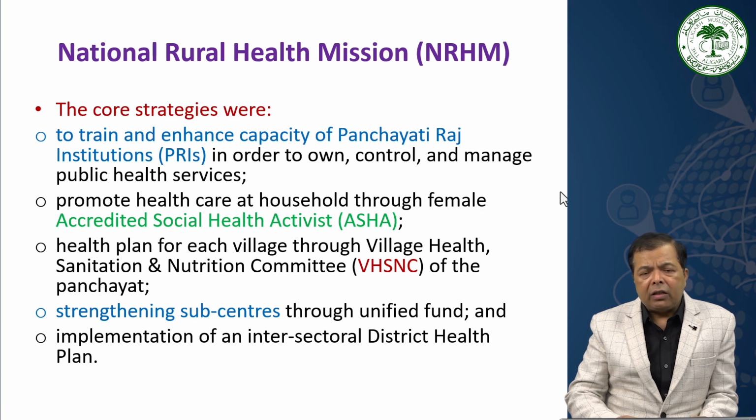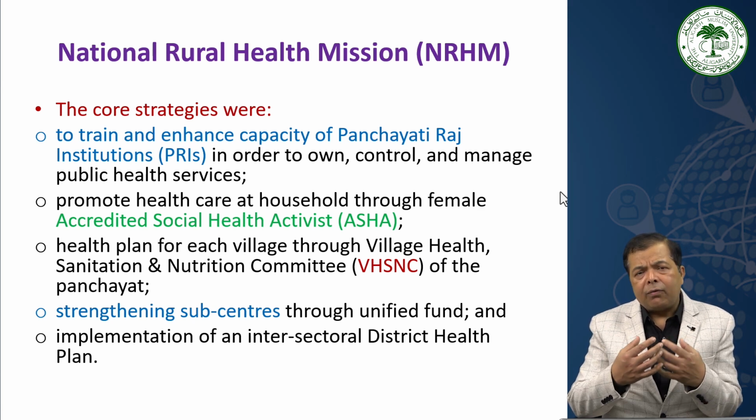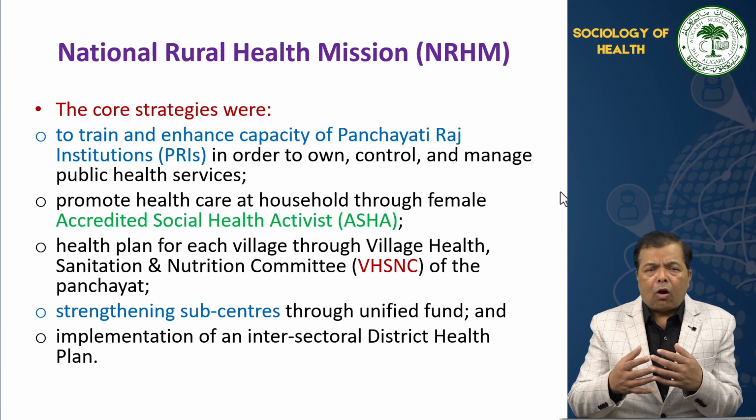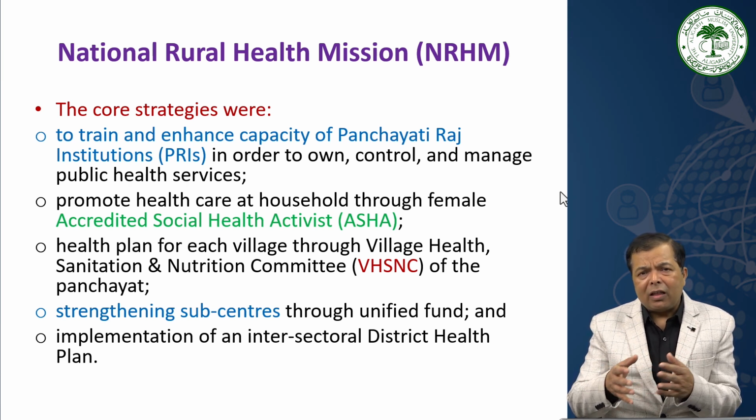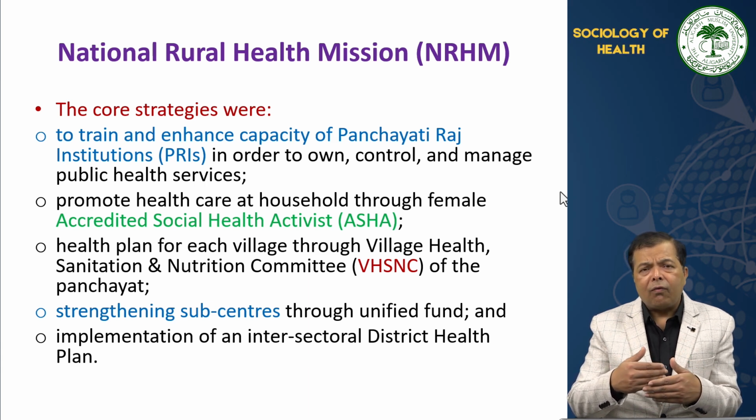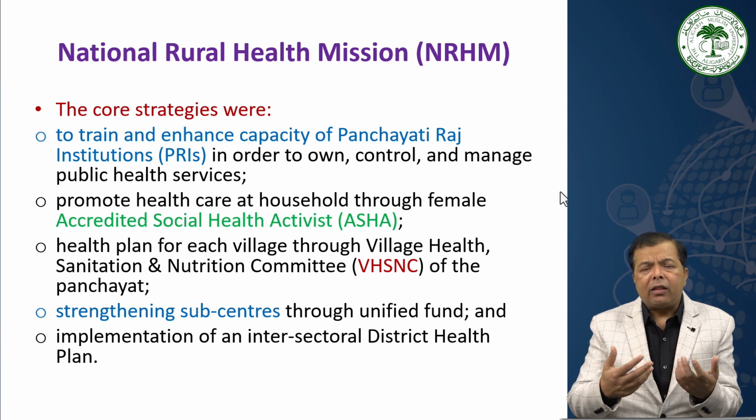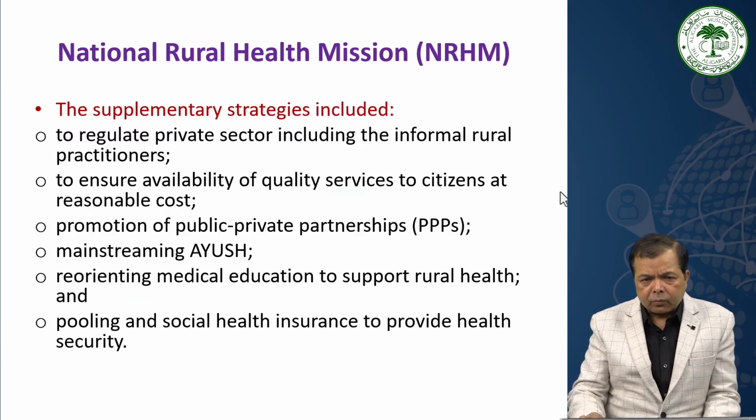And then strengthening the sub centers. We have already talked about these sub centers in the previous lecture. Some kind of strengthening was required so that they can function appropriately, and the ANMs are also associated with the sub centers. So an effort was required so that all these sub centers, primary health centers, or the Panchayati Raj institutions can work together to achieve the targets related to attainment of health for all, and NRHM primarily believes in that.